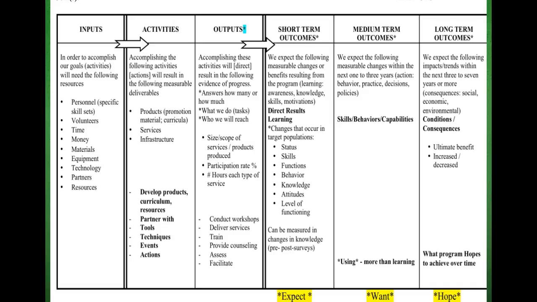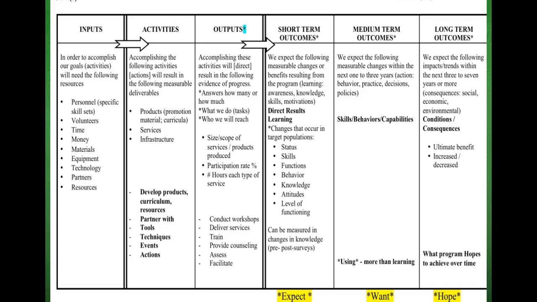So inputs include personnel, volunteers, time, money, materials, equipment, technology, curriculum, partners, and other resources. The activities are what we produce, what services we offer, what infrastructure we put in place in order to offer outputs. So outputs answer how many or how much, the tasks that we do, and who we will reach. These look like conducting workshops, delivering services, training, providing counseling, one-on-one mentors, as was mentioned before.